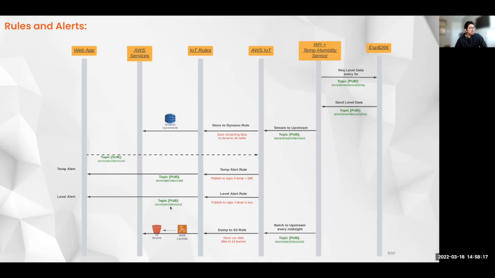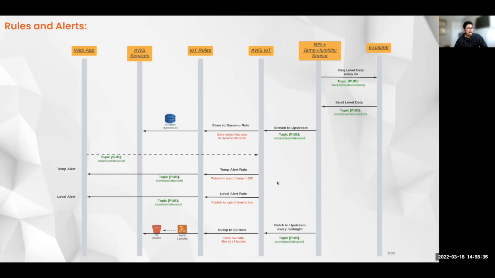How this basically works is the web app subscribes to the alert topic. Whenever there is an alert, the IoT rule publishes a message to that topic, and that message is displayed as an alert on the web app.